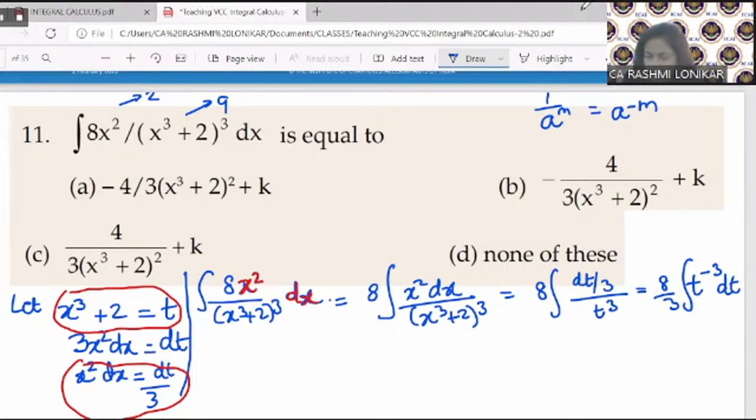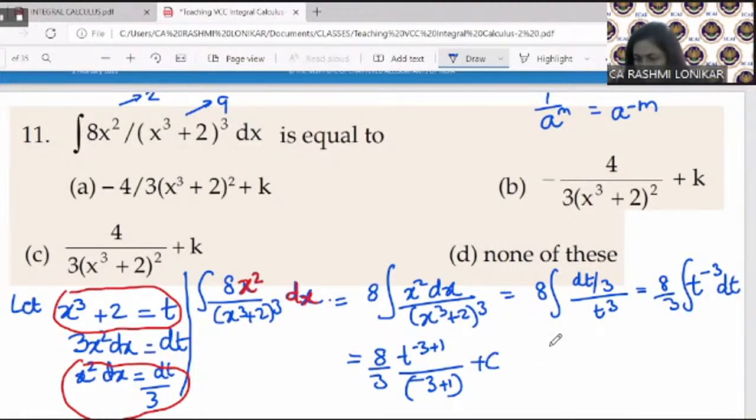So what do I have? This is equal to how much? 8 upon 3, t raised to minus 3 plus 1 upon minus 3 plus 1, plus c, which is equal to 8 upon 3 into minus 2, t raised to minus 2 plus c.